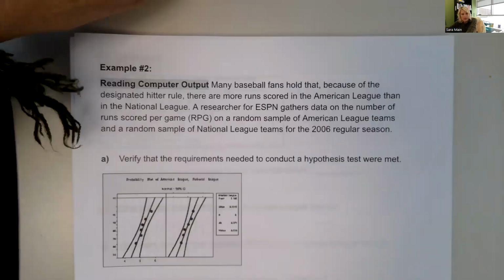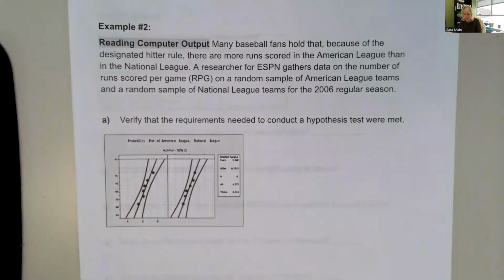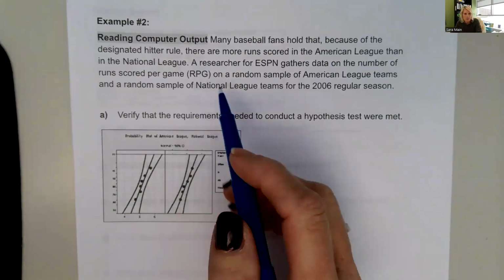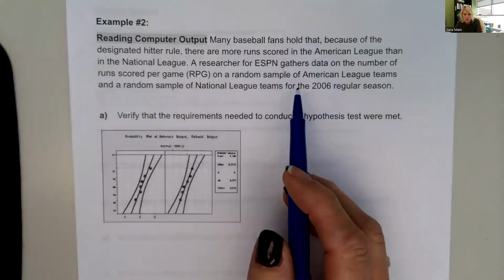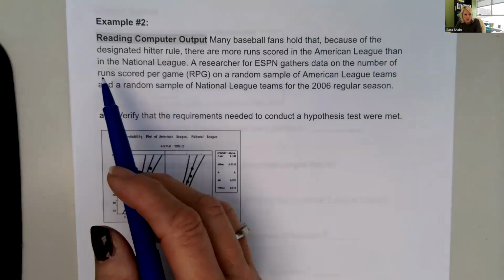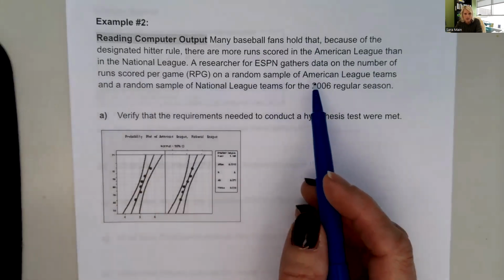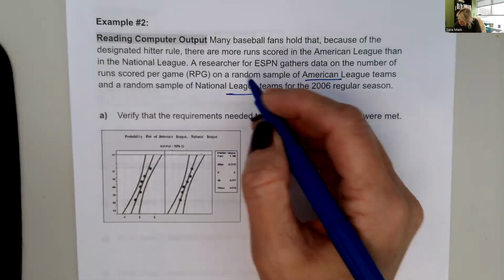So let's look at example 2. Example 2 is giving us an opportunity to check out what it's like when we see printouts from a computer system that you might use if you're taking a psychology course or a business course or a sociology course. We don't use them here in this course that much, but I try to bring them in a little bit. So it says many baseball fans hold that because of the designated hitter rule, there are more runs scored in the American League than in the National League. A researcher for ESPN gathers data on the number of runs scored per game on a random sample of American League teams and a random sample of National League teams. So they're two different leagues, and so that's how we know they're independent.